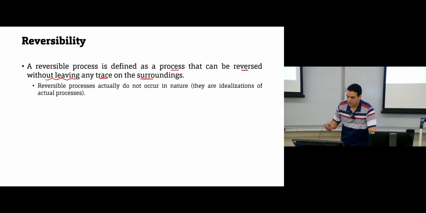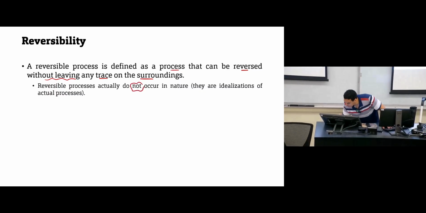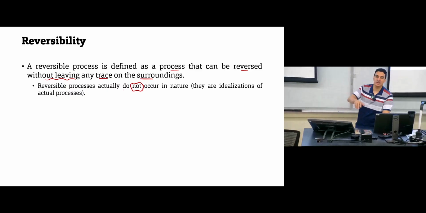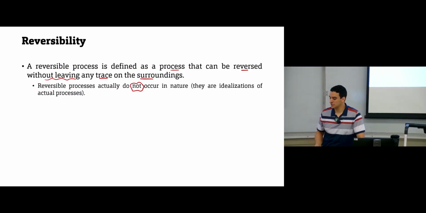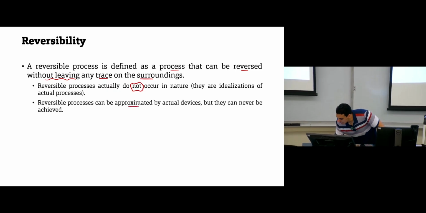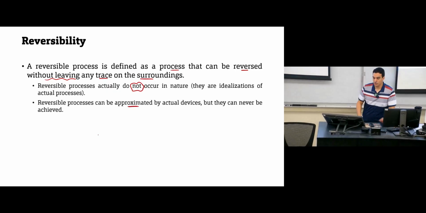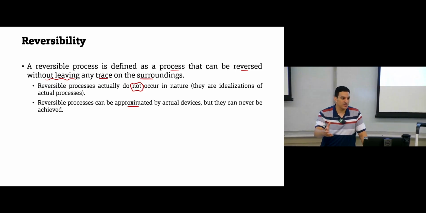Okay? So reversible process, one of the comments is that it actually does not occur in nature. There is nothing in nature called a reversible process. You cannot achieve a reversible process in nature. But the thing is, we can approximate some of our processes. If we have any actual device, you can operate this device in a way that tries to approximate the reversible performance, but you can't achieve it.